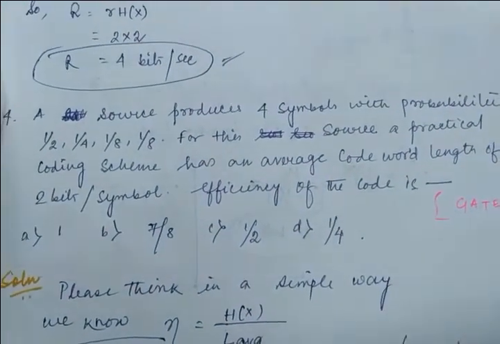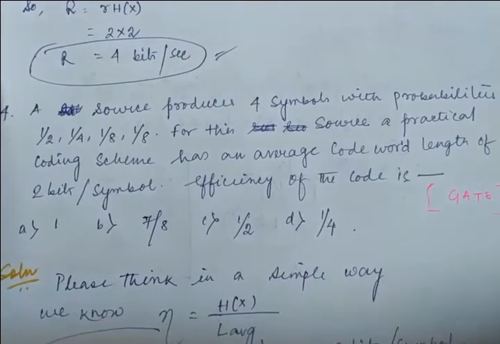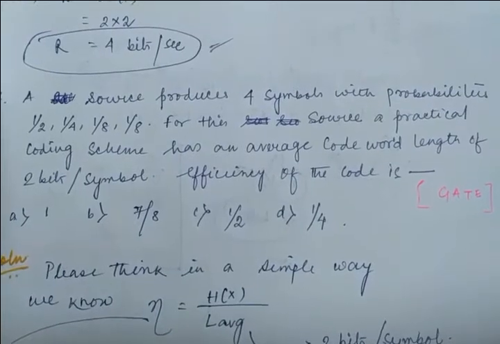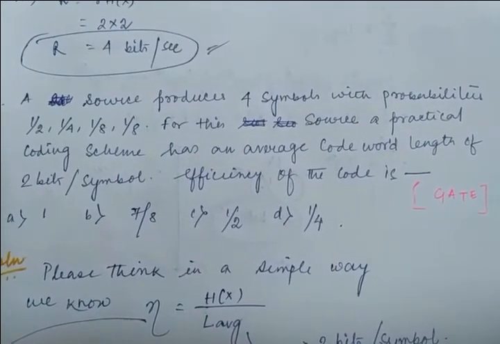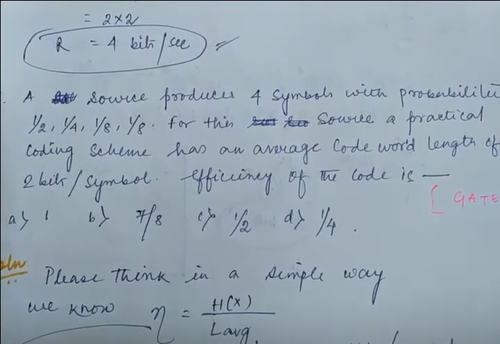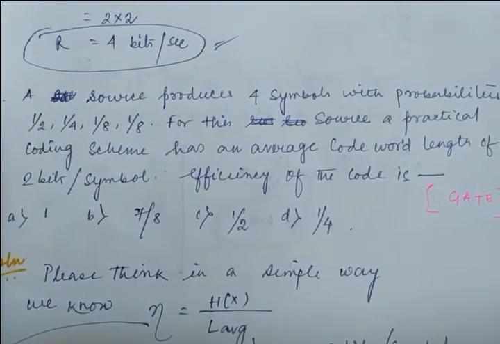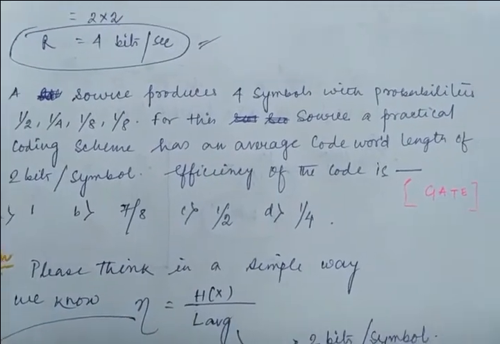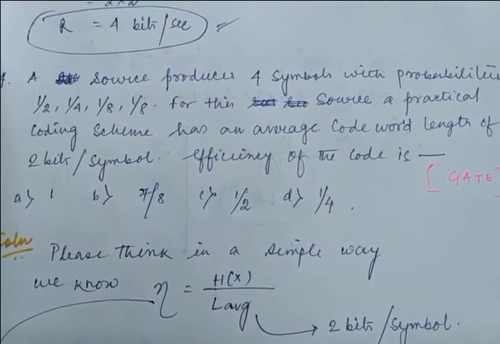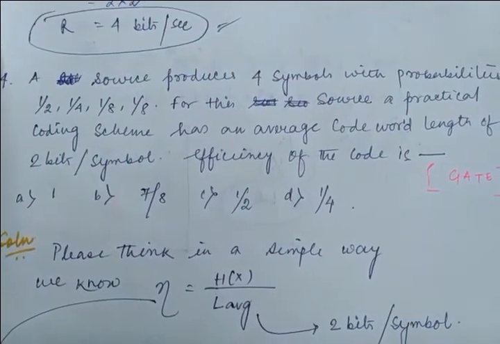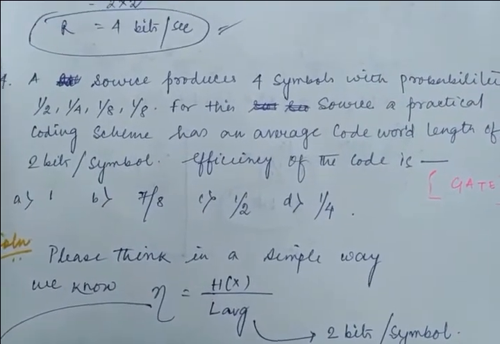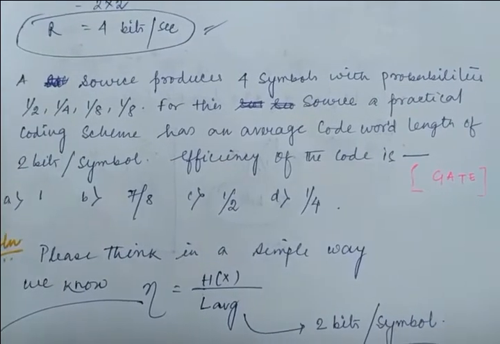So what is it saying? A source produces 4 symbols with 4 probabilities. For this source, a practical coding scheme has an average code word length of, please see the question very carefully, 2 bits per symbol. Again, average code word length of 2 bits per symbol. Whose value is this? The average code word length. The unit is again bits per symbol. So it's nothing but Hx, this is nothing but the entropy value, right?